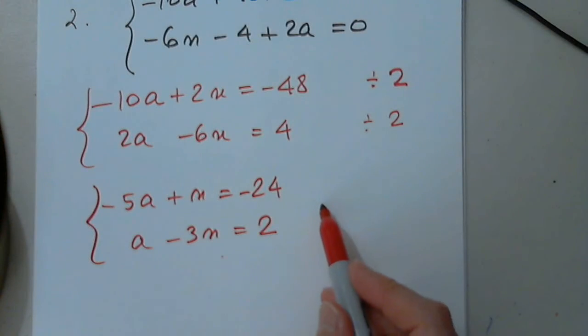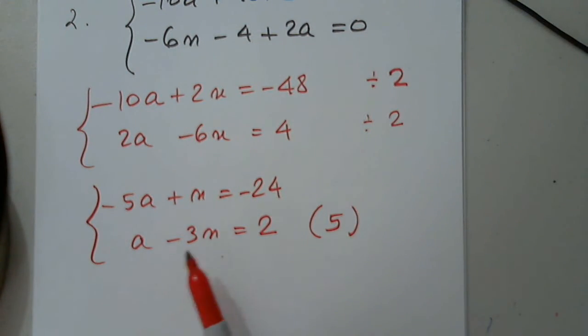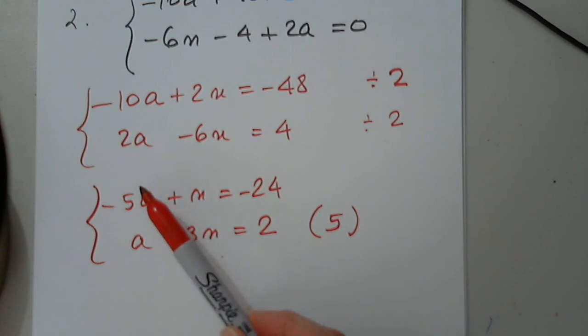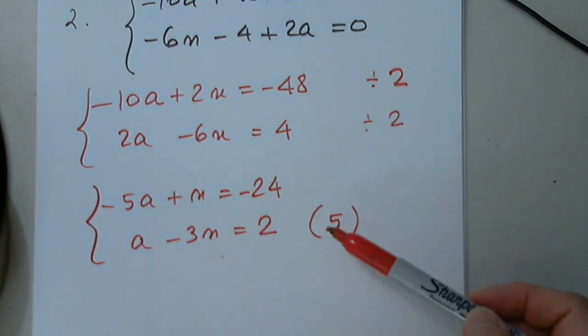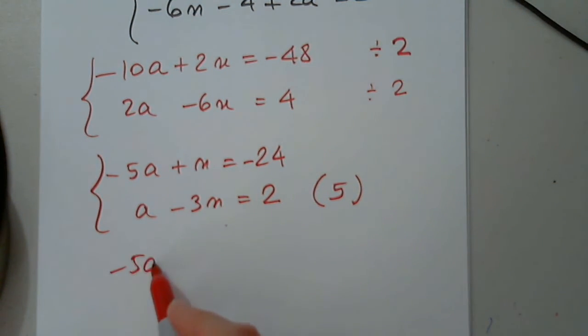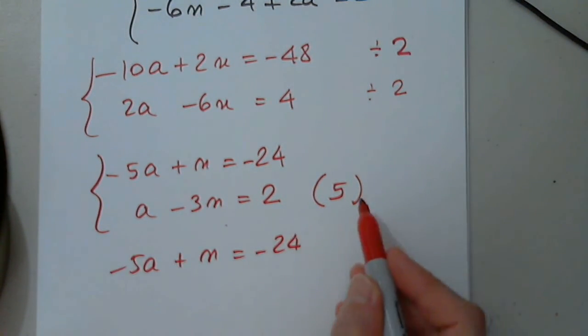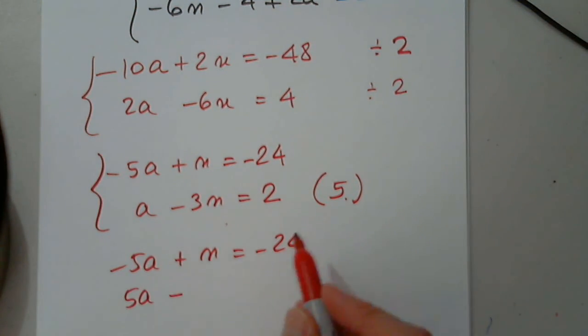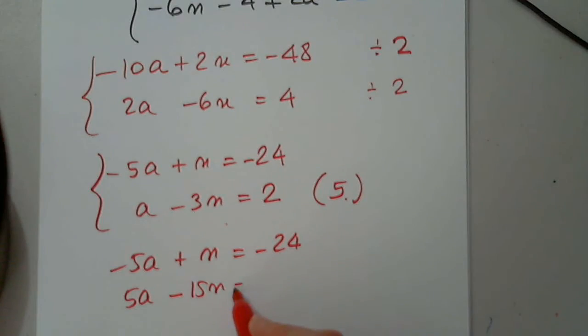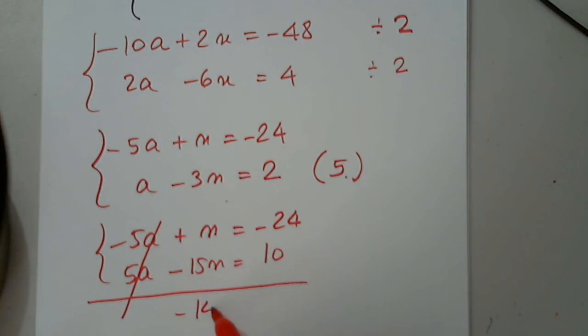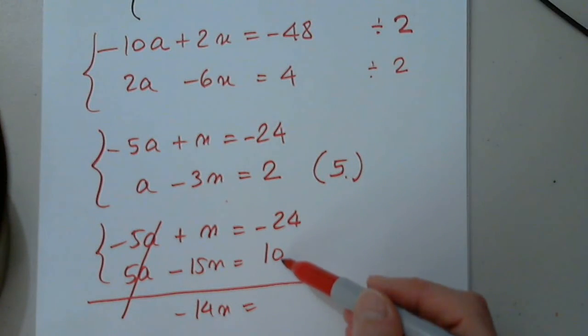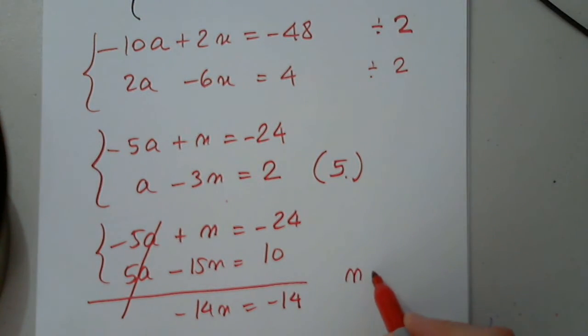Now, I'm going to multiply this by 5, because 5 times a will cancel a. My target is to eliminate a when I add these two equations, but I need a 5 first. So negative 5a plus n equals negative 24. 5a minus 15n equals 10. But now I cleared the A. Negative 15 plus 1, negative 14n. Negative 24 plus 10, negative 14. Nice. N equals 1.